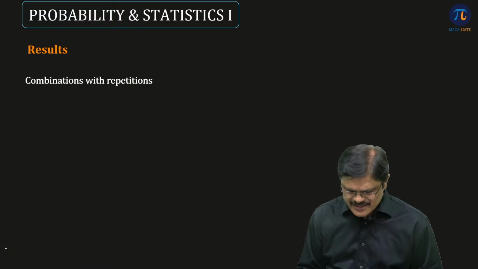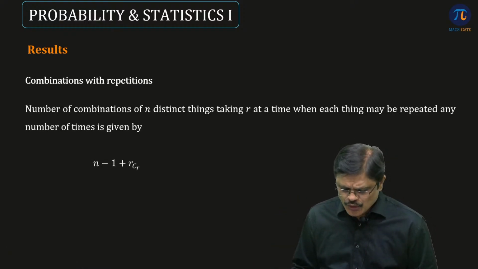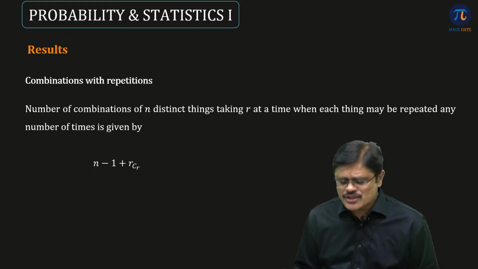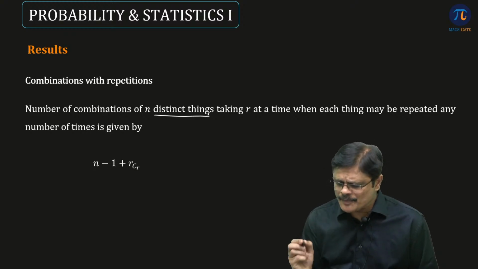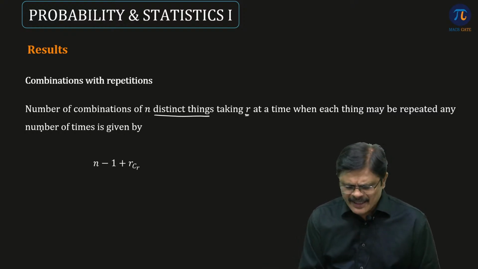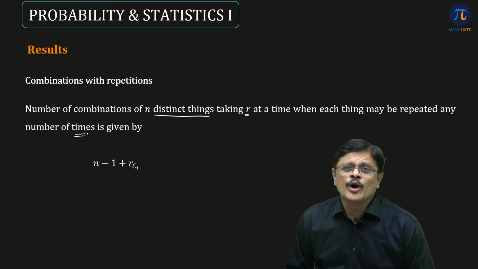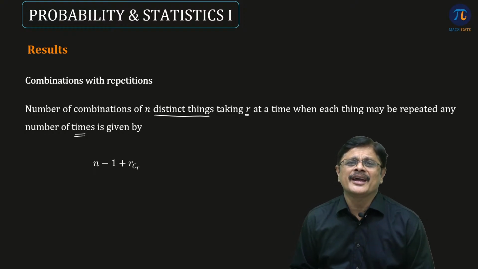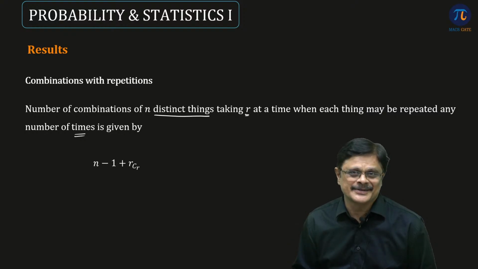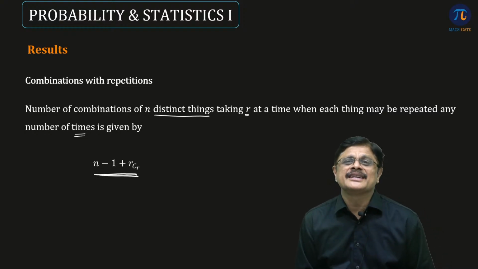So combinations with repetitions. The number of combinations of n distinct objects taking r at a time, when each thing may be repeated any number of times. That is, r combination of n objects where the objects can be repeated. And that is given by the formula (n-1+r)Cr.